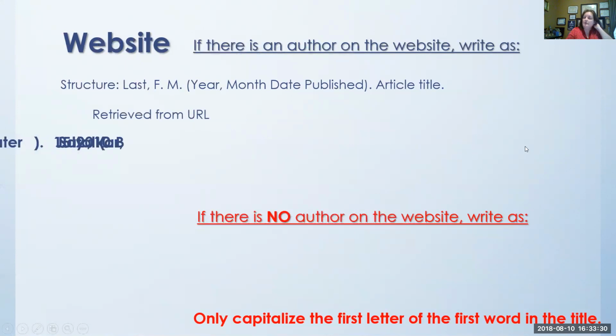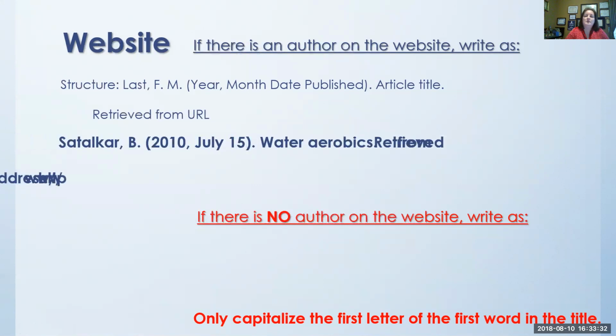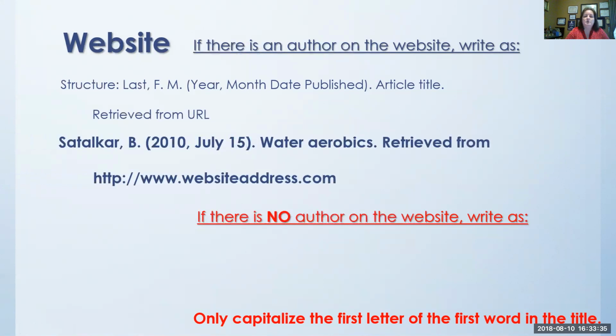So here's an example of a reference for your references page of an author that had this article from a website written July 15, 2010. You know that because you opened up this website, you saw that there was an author's name, you saw that there was a date up at the top, and so you're going to write it in this format. The article on this website was on water aerobics, retrieved from this website address.